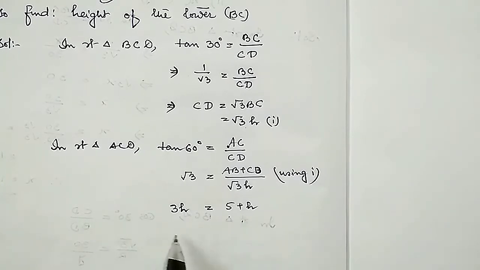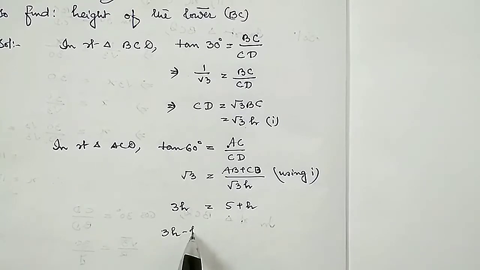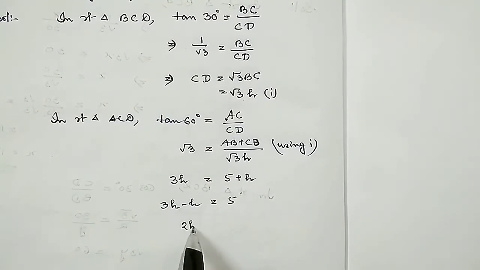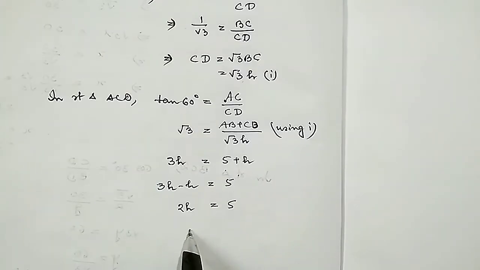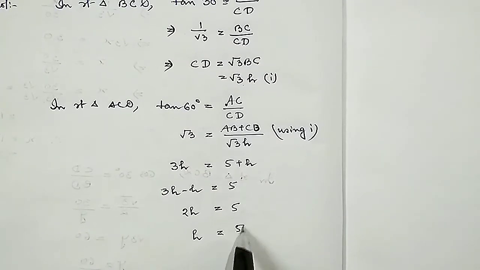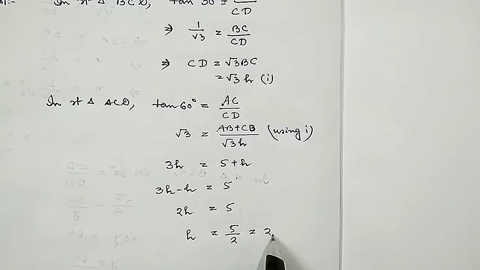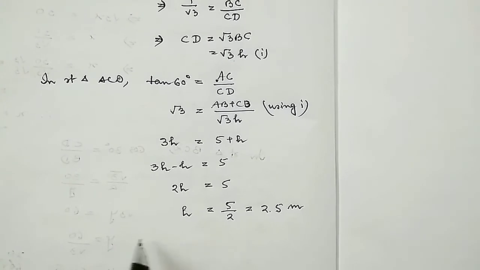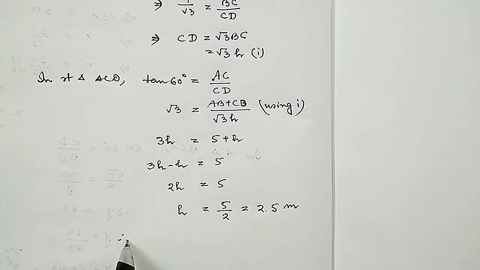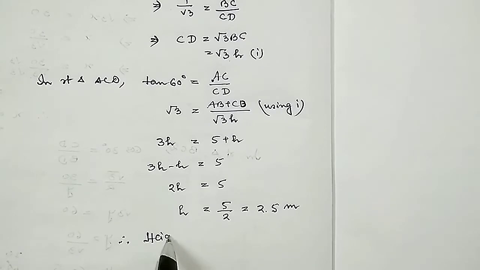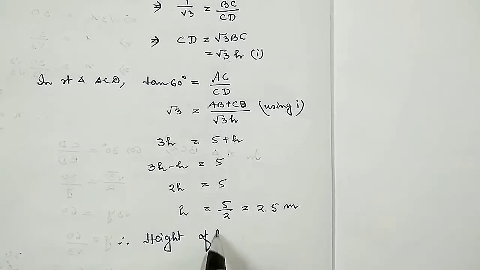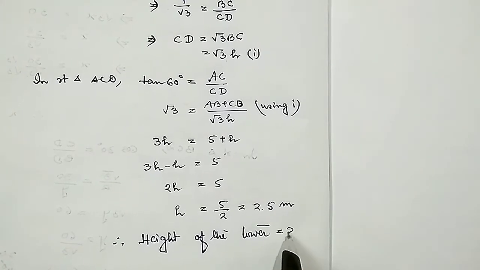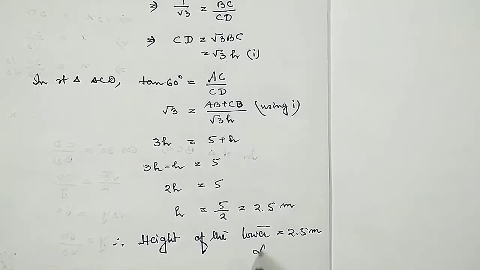So 3H minus H equals 5. 3H minus H, it will be twice H equals 5. That means H equals 5 by 2. If I divide, I am going to get 2.5 meter. Therefore, the height of the tower equals 2.5 meter. That's our answer.